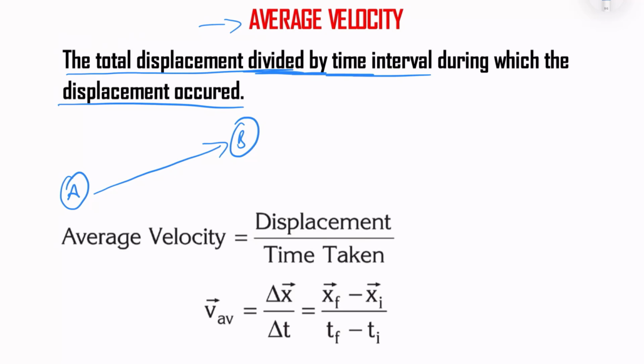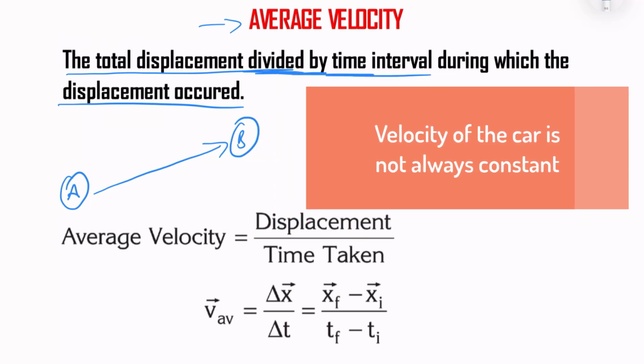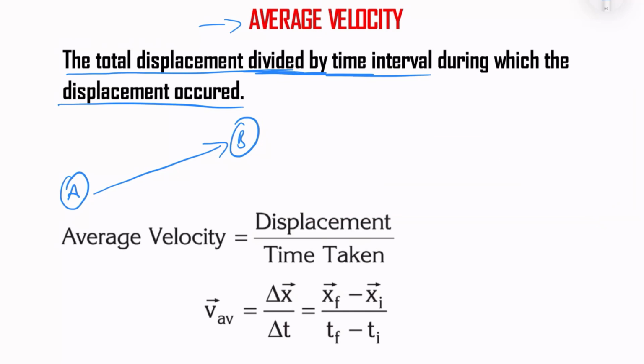The second, velocity of the car is not always constant, isn't it? When you start your motion, the velocity of the car is 0. And when it starts moving, it reaches 50, 100, 80, 90, 70. It will change on the way. And finally, when you are going to stop, it will be 0 again. So on the way, the velocity always changes.